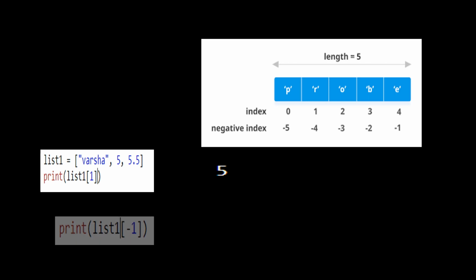So when I write print(list1[-1]), consider the first example which I took, that is list1 equals Varsha, 5, 5.5. What is the last value? That is 5.5. So I'll get the output as 5.5.